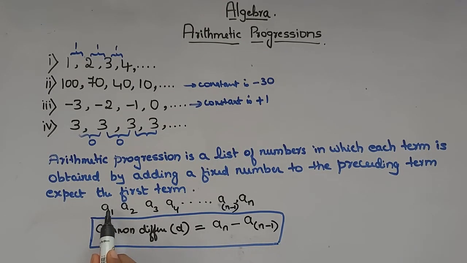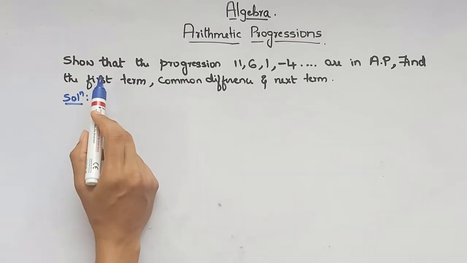So in order to find the common difference between these two numbers, a2 minus its preceding number a1, that is a2 minus a1. Similarly, in order to find the common difference between a2 and a3, a3 minus its preceding term, that is a2. So common difference is given by an minus a of n minus 1. So let's see this in an example.